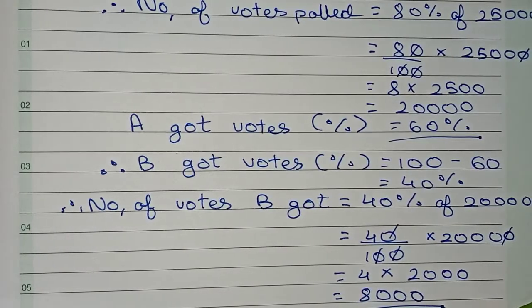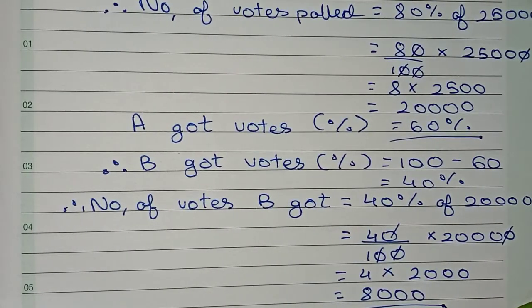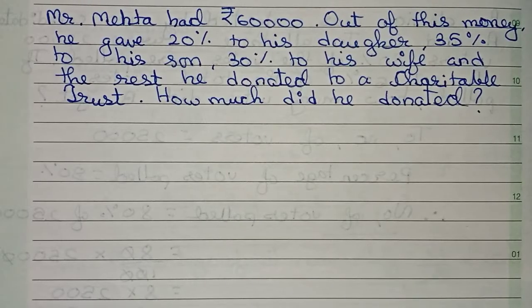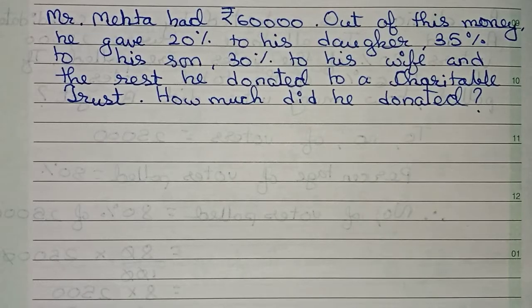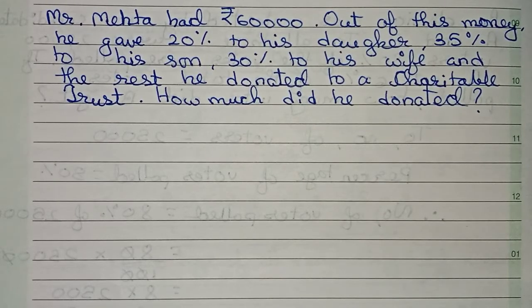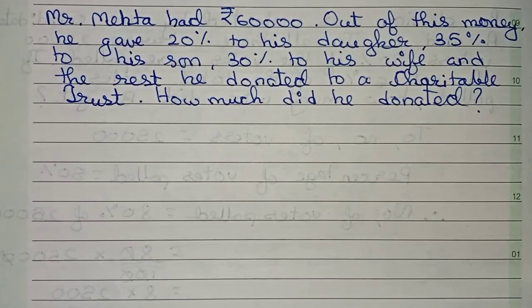So let's move on to our next question. Mr. Mehta had rupees 60,000. Out of this money he gave 20% to his daughter, 35% to his son, and 30% to his wife, and the rest he donated to a charitable trust. How much did he donate? So this is our question, and I solved this.